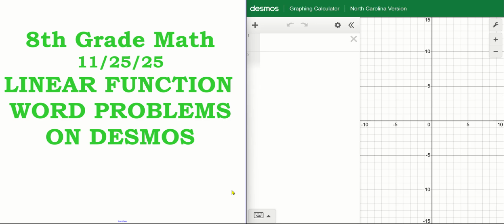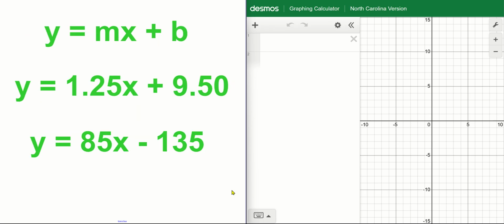Today we're going to work with linear functions, specifically the word problems, on Desmos. This works for the ones that aren't word problems also. Just, we're specifically going to work with those today. So, before we get to that, I have three equations there. For each of those, I need you to tell me what the slope is and what the y-intercept is.